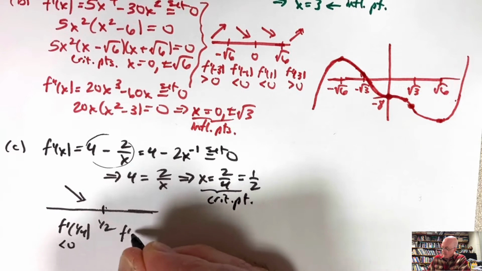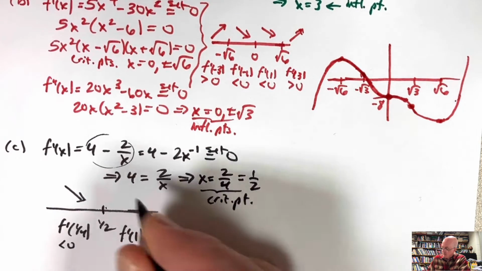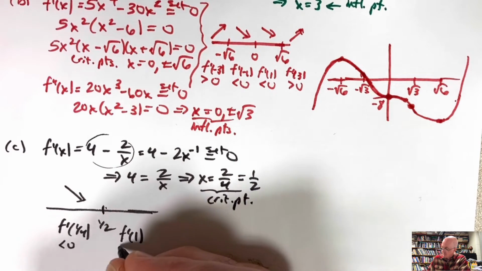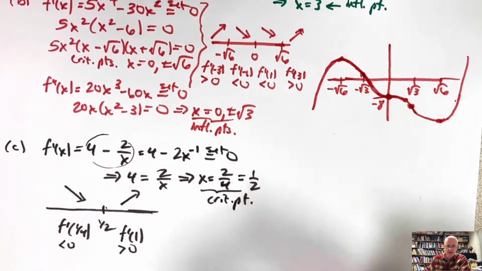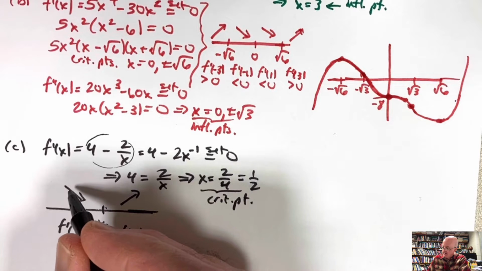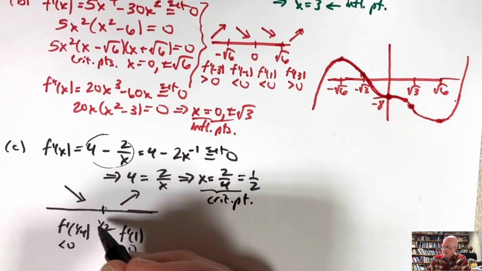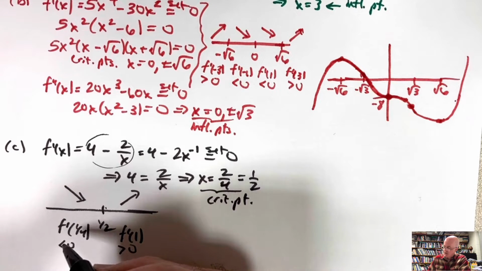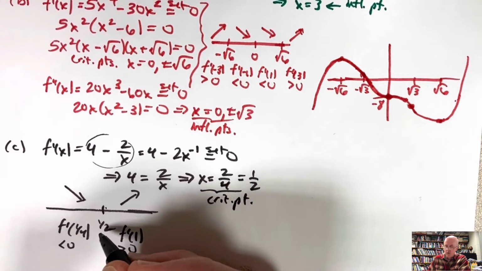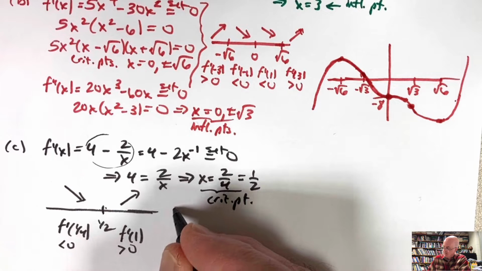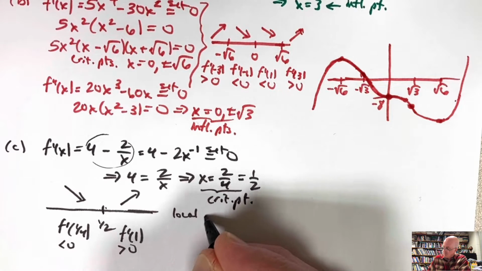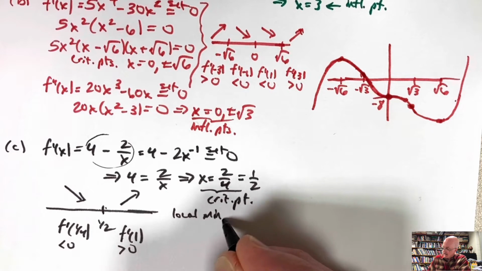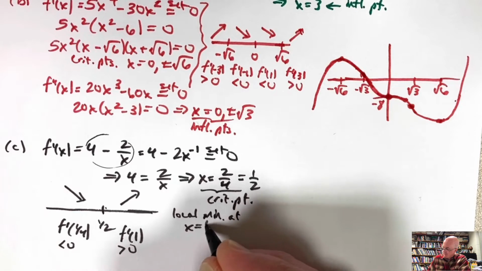You plug in a number bigger than 1/2, like 1. 2 over 1 is 2. 4 minus 2 is 2, which is positive. f is increasing. So the graph of f decreases, then increases as you pass through the critical point. The first derivative test would tell you, since f prime is changing sign from negative to positive, that you have a local minimum at x equals 1/2. Local min at x equals 1/2.